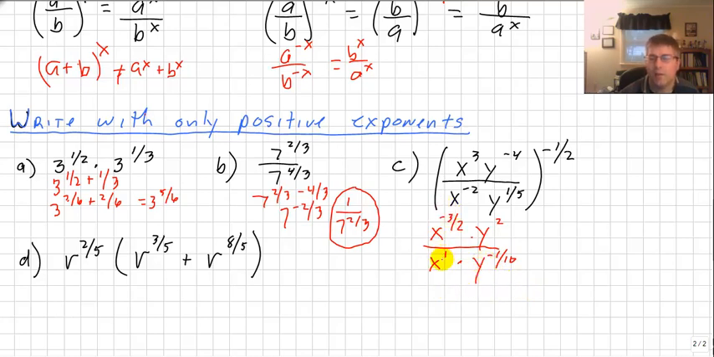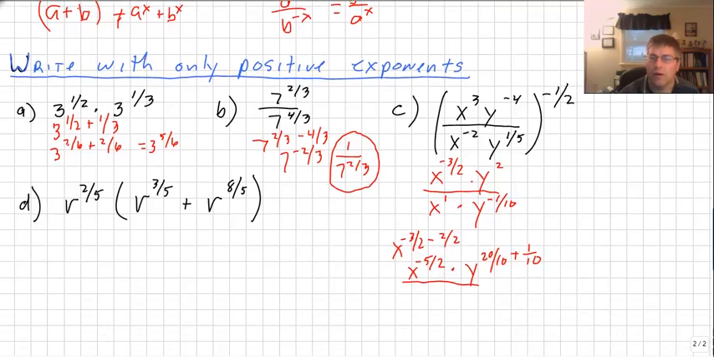So let's simplify these separately. I've got a power divided by a power, same base x here, so I'm going to subtract: x to the negative 3/2 minus 2/2, which is x to the negative 5/2, and that's in the numerator, times, also in my numerator, I'm going to subtract the negative 1/10 from 2, so that's y to the, that's really 20/10 minus, well, it's going to be plus 1/10, because I'm going to bring that negative 1/10 up, so it becomes a positive 1/10 in the numerator.